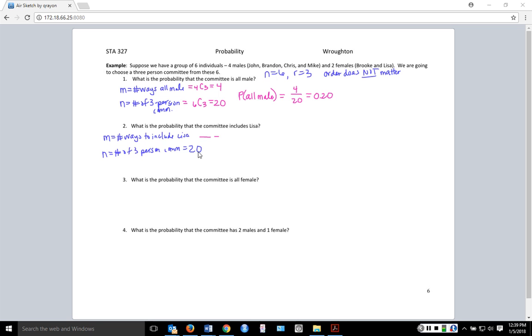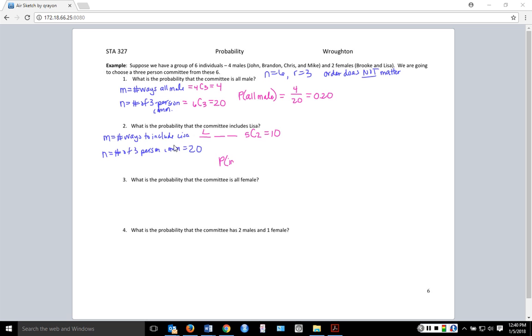So I know I have 3 spots. And to find m, what I know is that one of those spots includes Lisa. It doesn't matter which spot I put her in. I'm just picking a spot to put her in. So how many spots are left? There's 2 spots left. How many people are left to choose for those spots? There's only 5 people left, because I can't have Lisa serve on the committee twice. Order is not going to matter. This is going to give me a 5 combination 2 for that, which gives me 10.